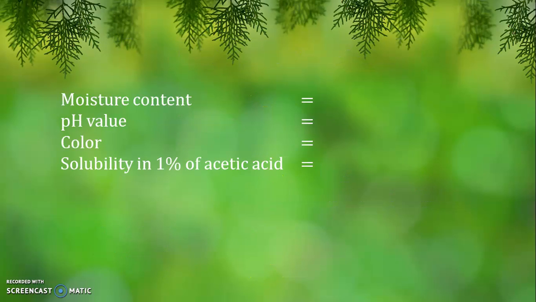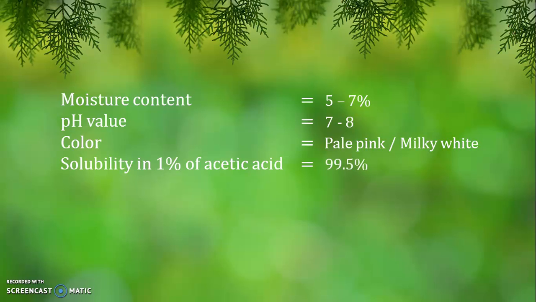The chitosan that has been extracted has a moisture content between 5 to 7, pH value 7 to 8, and color will be pale pink or milky white. This depends on the depigmentation process. If the extraction process goes further with depigmentation, the chitosan will be milky white in color. Solubility in 1% acetic acid is 99.5%.